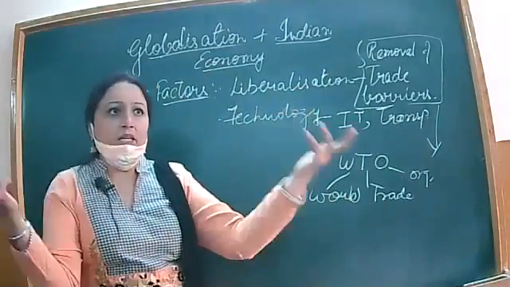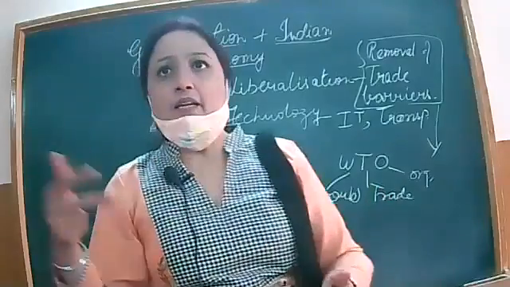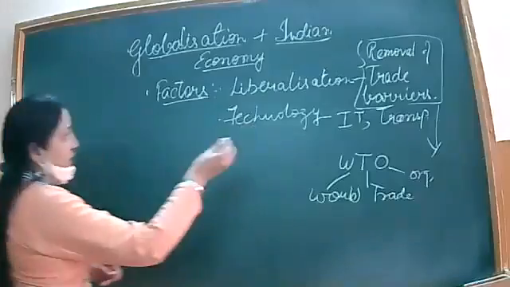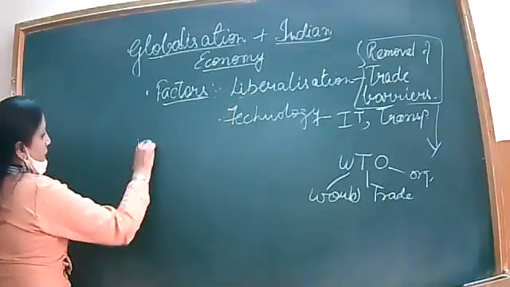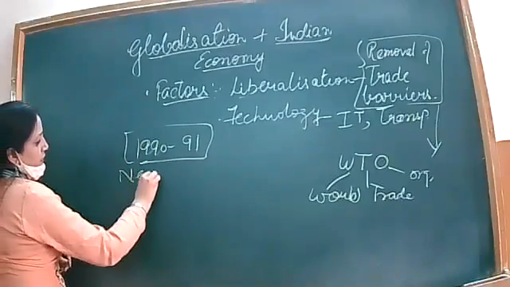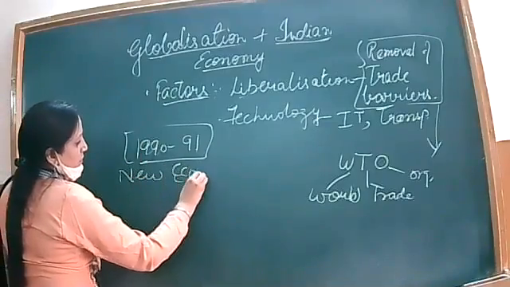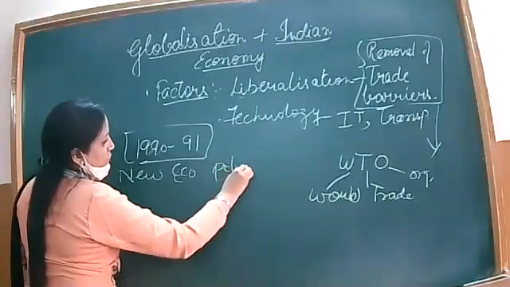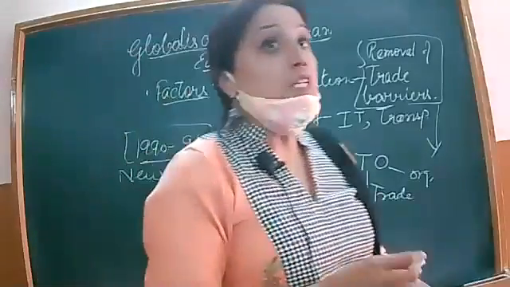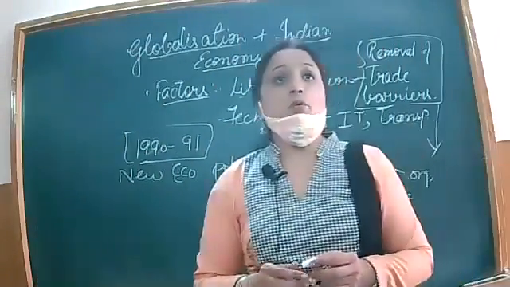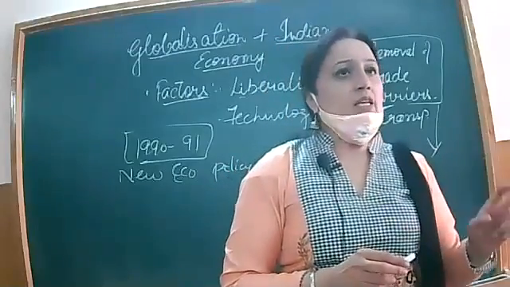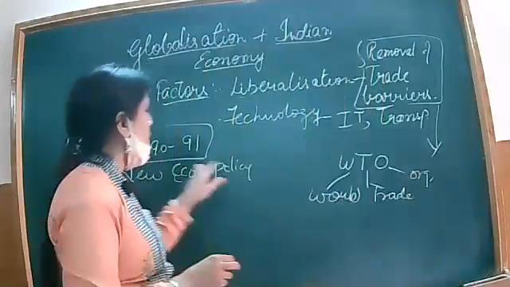Liberal means freedom. Give us the freedom that whatever company wishes can come and trade with India. Even Indian companies got the freedom after 1990. What happened then? Because of this, in 1990 and 91 the new economic policy got framed, under the finance minister at that time, Mr. Manmohan Singh, the ex-prime minister of our country. He was the finance minister at that time. He made a new economic policy.